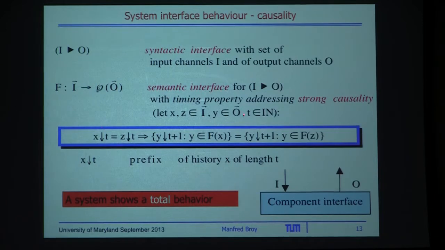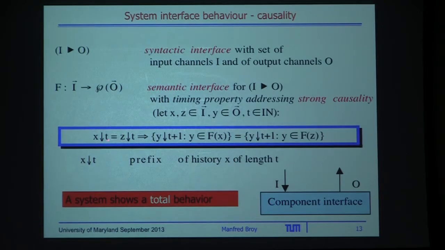If we take an arbitrary point in time T, and if two input histories, X and Z, are the same until T, mathematically simple, this arrow down just takes out the prefix of the history X up to T, so it's just what you find in the first T time intervals.